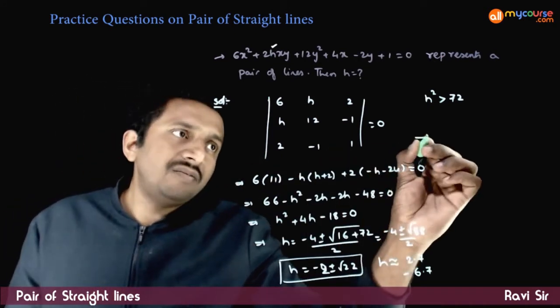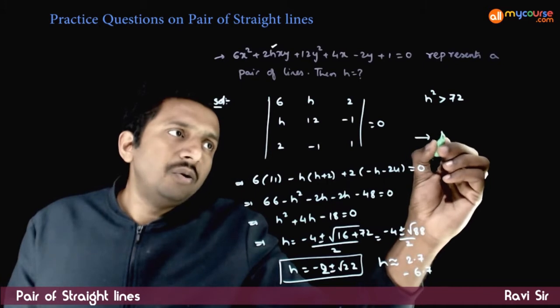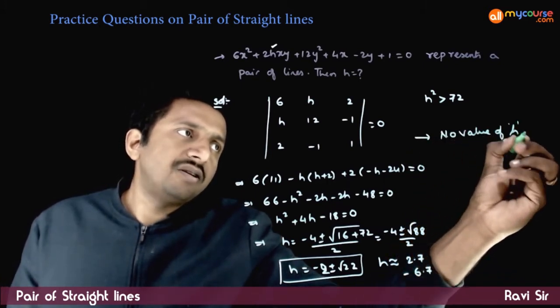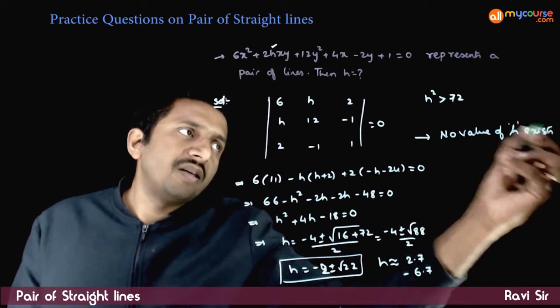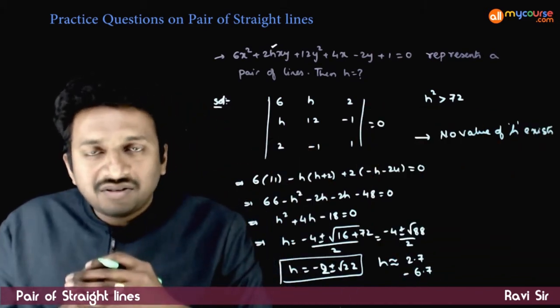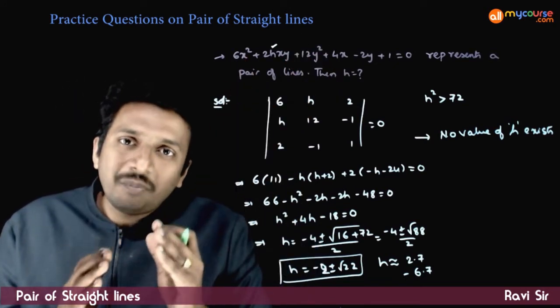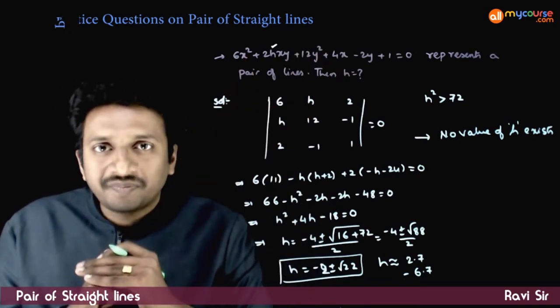So what is the meaning of this? No value of h exists. No value of h exists for this equation to be a real pair of lines.